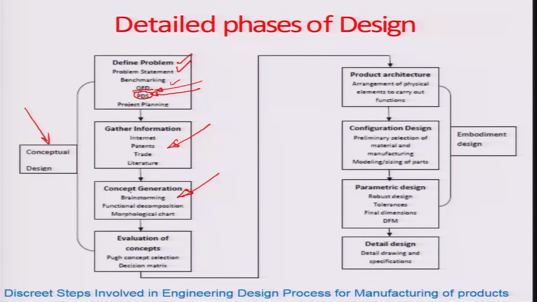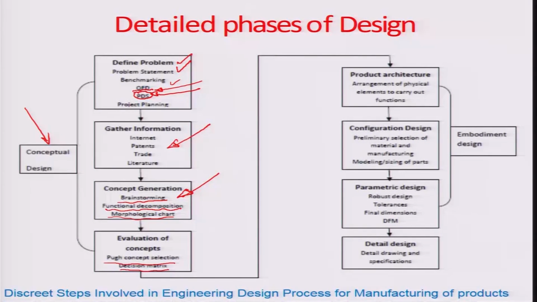The concept generation could be done through several tools like functional decomposition or morphological charts. We will look at some of these issues in detail probably later, and then we evaluate. Whatever concepts have been generated, there are certain support systems like decision matrix systems or concept selection approaches which are used for doing this evaluation of the concept.